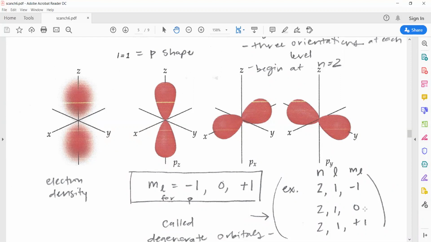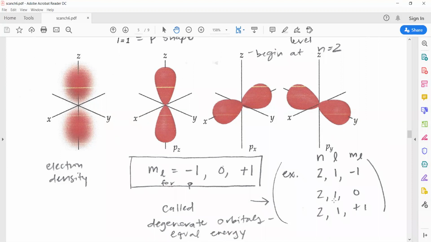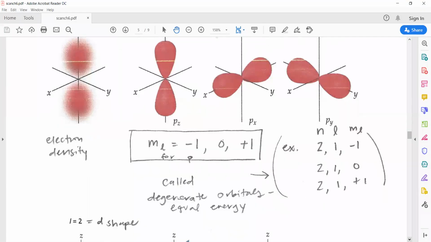It doesn't matter which of these goes with which picture. All we want to know is that these are identical to each other because they're the same size and shape, and the only distinction is their orientation in space. So these 3 orbitals are separate, but they are called degenerate orbitals because they have equal energy to one another. Electrons will fill them up equally because they are very identical to one another.